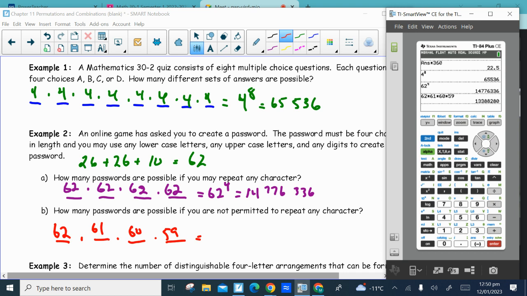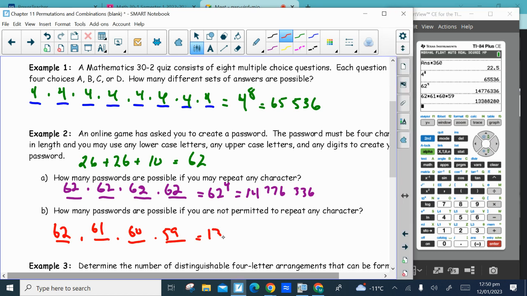Still a big number, 13,388,280. But obviously, when you have those restrictions, you have less options. The total number is going to be less. So it's about 1.5 million less compared to what we got for part A.